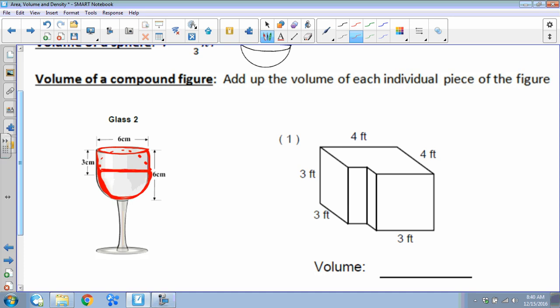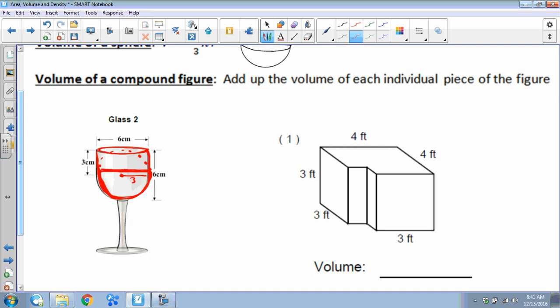Correct? So from here to here is 6, so the radius of this sphere would be 3. Okay? And the radius of the cylinder would be 3. Okay? Any questions?